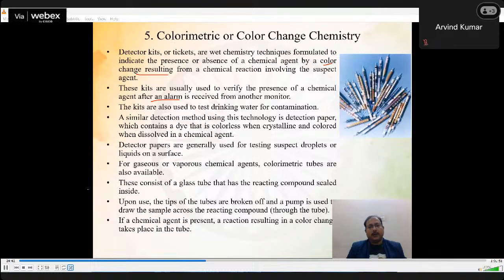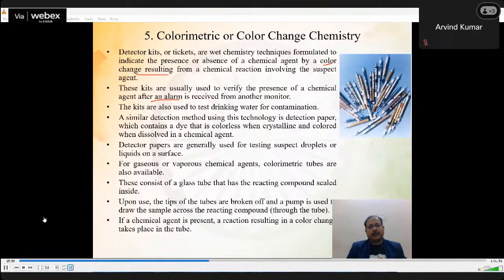It's a big tool. A similar detection method using this technology is detection paper, which contains a dye that is colorless when crystalline and colored when dissolved in a chemical agent. Detector papers are generally used for testing suspect droplets or liquids on a surface. For gaseous and vaporous chemical agents, colorimetric tubes are also available.